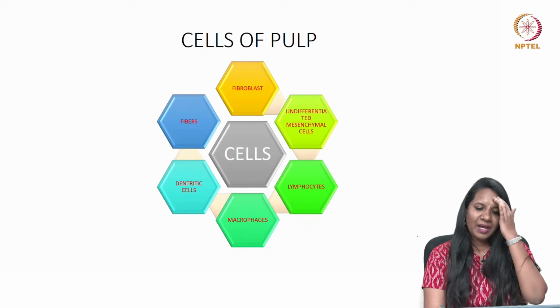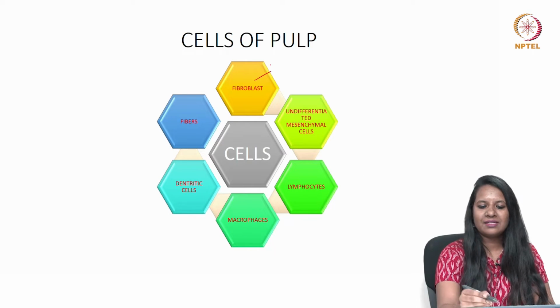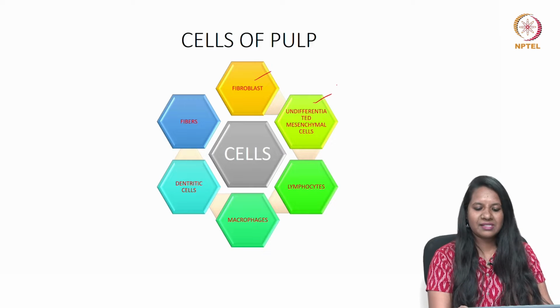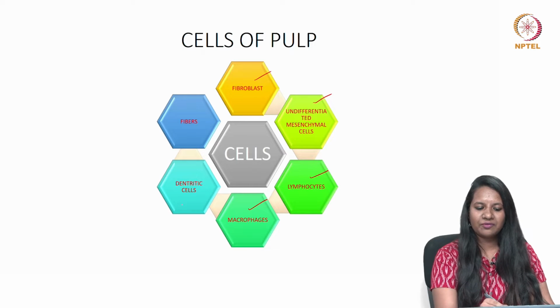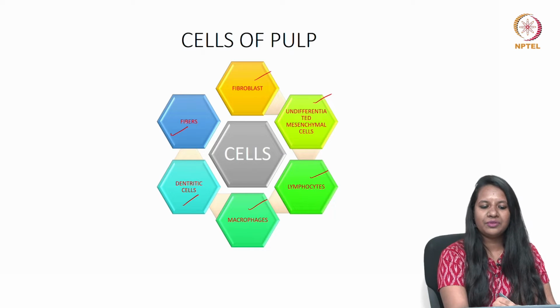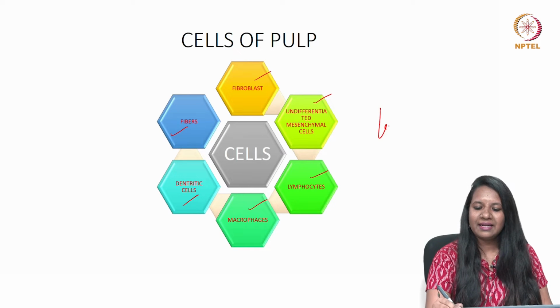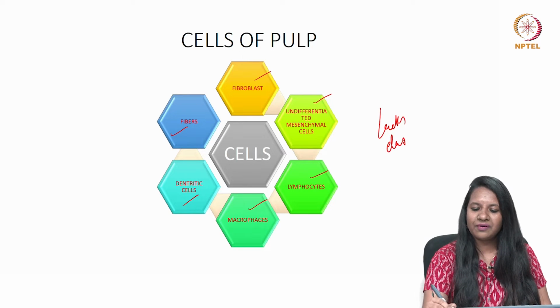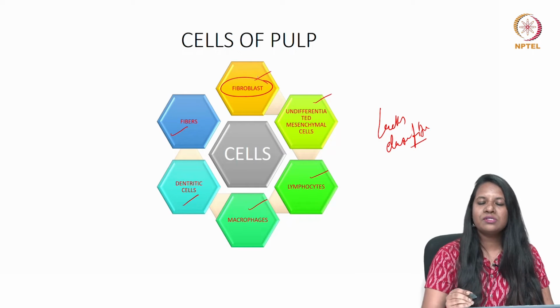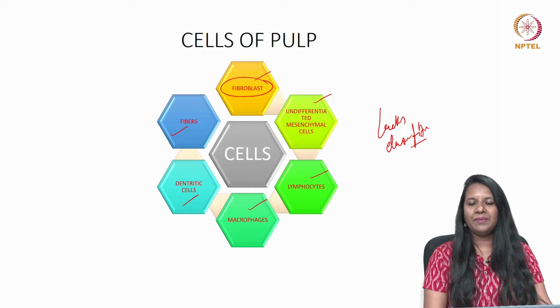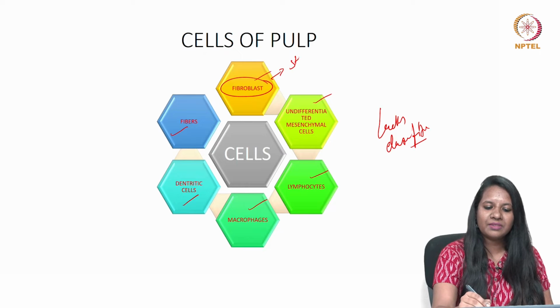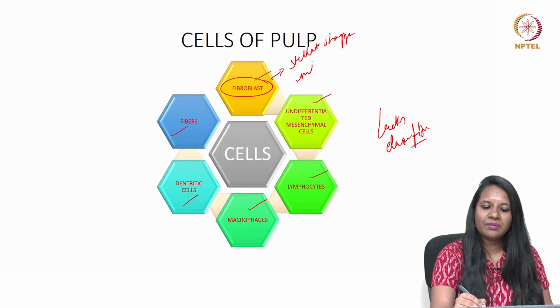The cells of pulp include fibroblasts, undifferentiated mesenchymal cells, lymphocytes, macrophages, dendritic cells and few fibers. Pulp is very unique because it lacks elastic fibers. So, fibroblast is the most common cell present in the pulp. It is stellate shaped and it helps in the inflammation and healing.